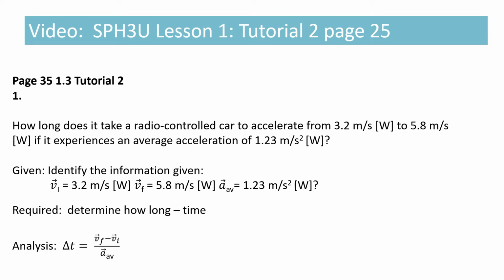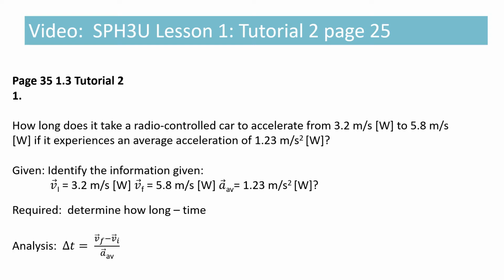Question 1. How long does it take a radio-controlled car to accelerate from 3.2 meters per second west to 5.8 meters per second west if it experiences an average acceleration of 1.23 meters per second squared west?